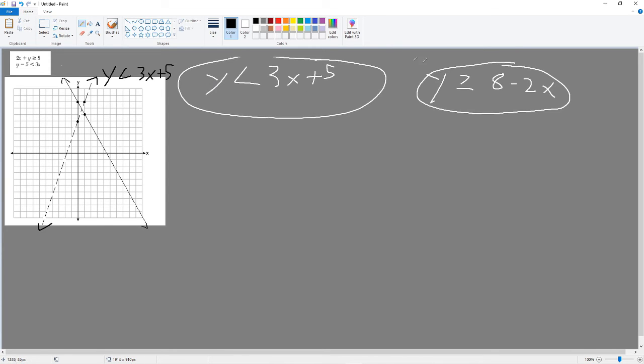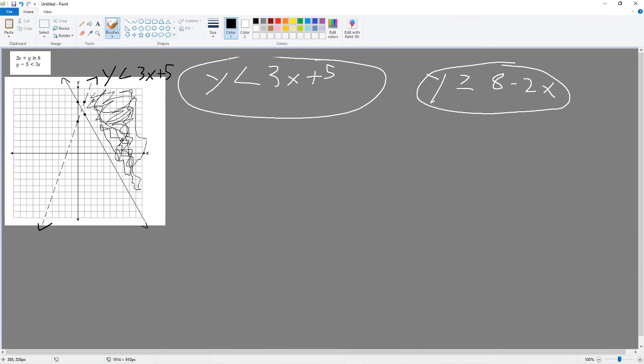Right, so y is greater than or equal to this, right? So remember the portion of the graph that was shaded in for this one. It was like all over here. And then for this one, since it's greater, it's going to be all over here. So the places that they overlap is right here. Okay. So this is the solution set.